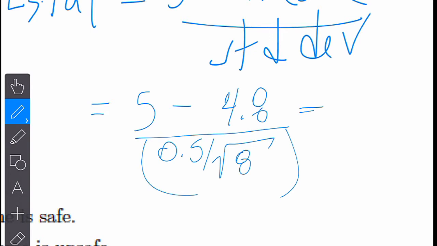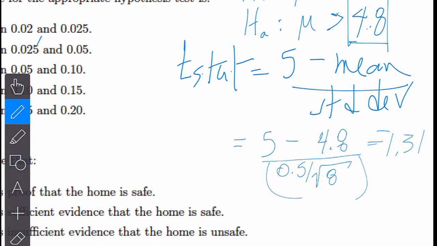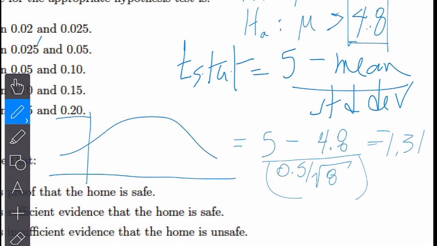So let me do it one more time. 0.2 divided by 0.5 times the square root of 8. I get 1.31 with a negative. It's a negative. Be careful about that. Very good. Okay, so now same sort of drawing. So I'm going to draw this like this with negative 1.31.